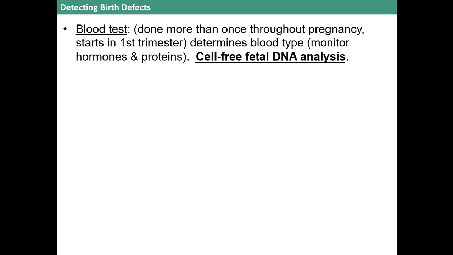Because sometimes during development, if the offspring is abnormal or has a developmental disorder, sometimes hormones and proteins could be accelerated. And that could give the doctor an idea that, you know what, we may need to investigate this further. If there are certain hormones or proteins that are out of their normal distribution, a doctor may want to investigate this further to determine if the child has a condition like Down syndrome.